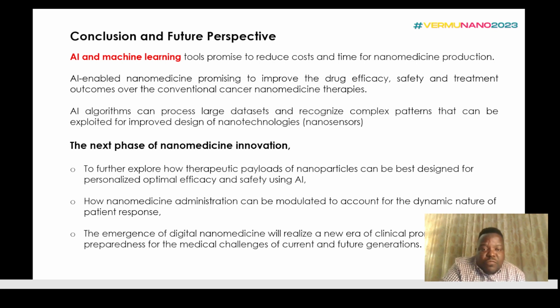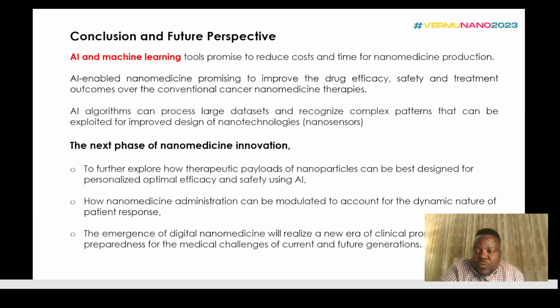AI promises to improve drug efficacy, safety, and treatment outcome over conventional methods, because the advantage of AI is that you are more likely to first understand the behaviors and also model your nanomaterials so that they can have better outcomes, less toxicity, and high efficacy. And this is called safe by design.